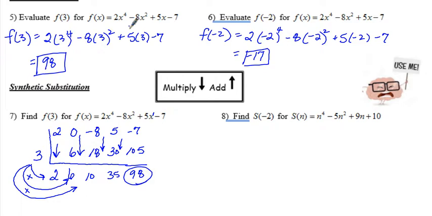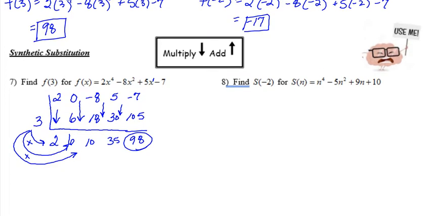Notice that we actually had the same work up here for f of 3. We had the same answer. Direct substitution and synthetic substitution get you the same answer. Sometimes synthetic is faster. Let's try one more for synthetic.